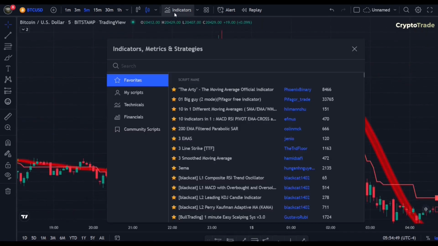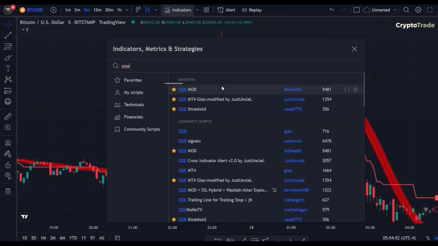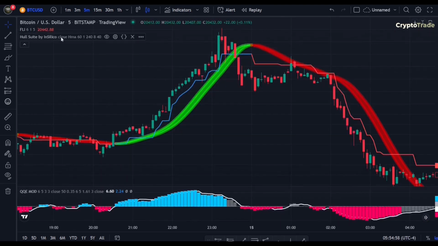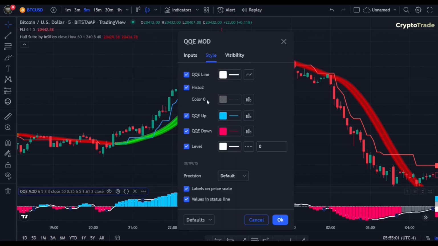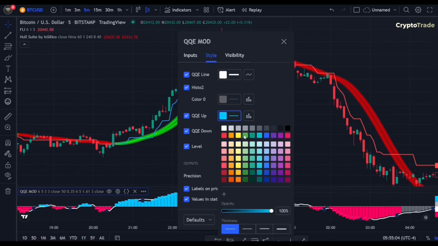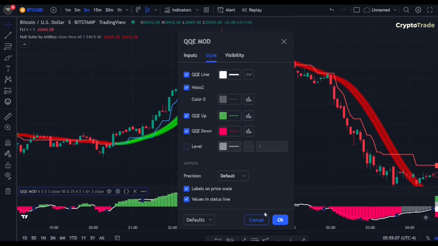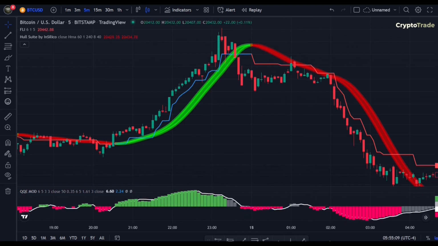Open the indicator search box again and type QQE MOD. Select this indicator, as shown here in the video. In the Style tab, change the color of the QQE up from blue to green. Uncheck the level box. Click OK to finish.